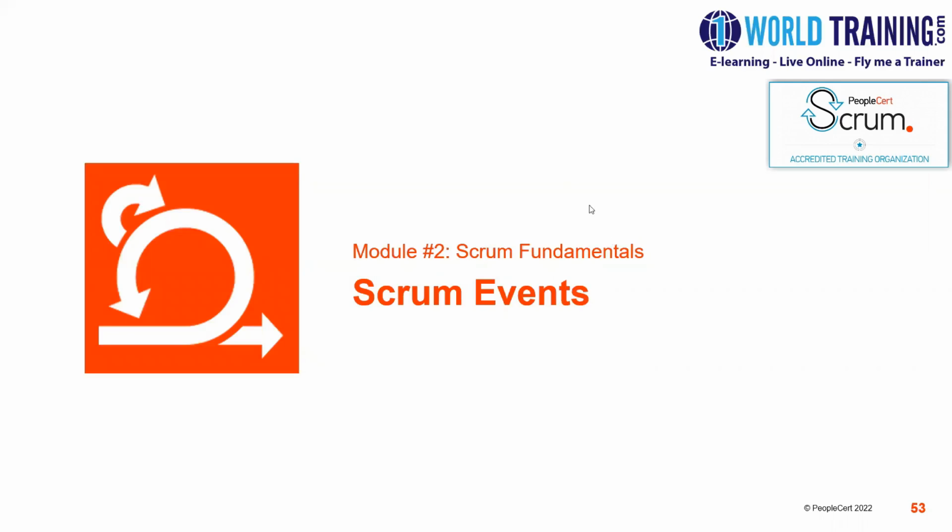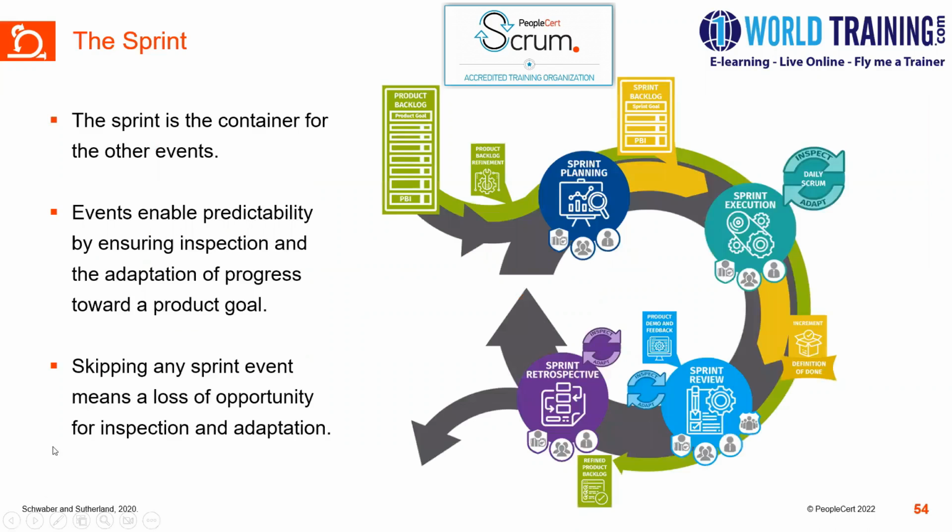So let's discuss Scrum events. As part of Scrum events, we will discuss the various events which take place during the whole sprint. The sprint is the container for other events, as we call it. If you can see this figure on the right side, it starts with the product backlog.